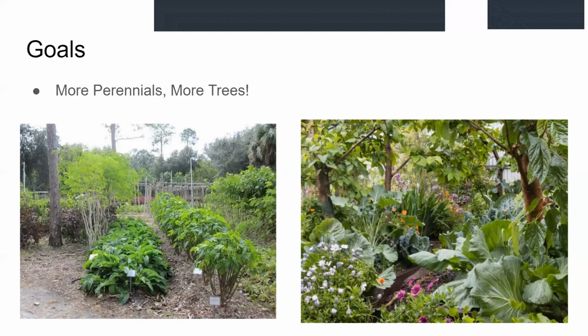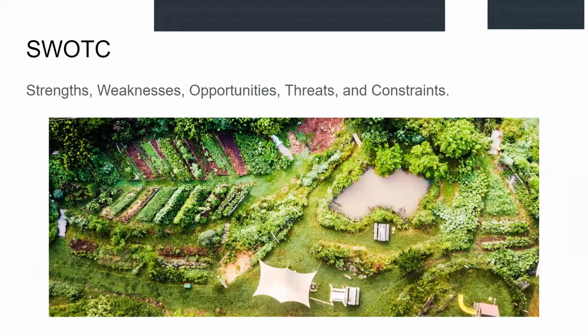We want to neutralize the pH of the yard, and, as I've said, create better habitat for birds and small mammals. Now for the SWOTC, which stands for strengths, weaknesses, opportunities, threats, and constraints. Some of the strengths: plenty of space, and decent soil. It's not the worst soil, but it's also not the best, because it's been beaten down, so it's a good starting point.